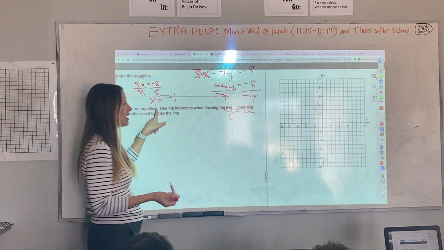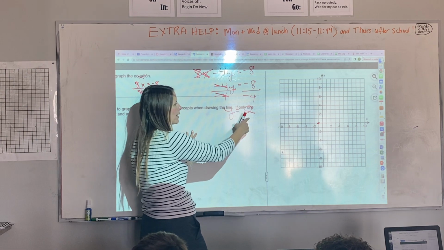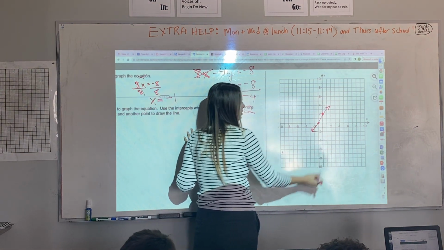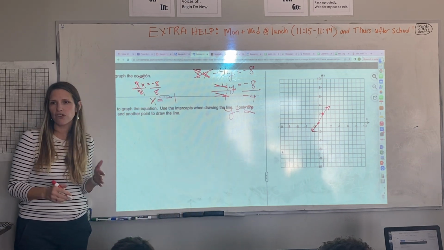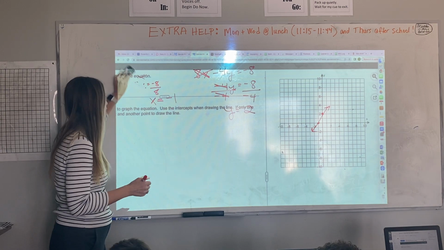Our x-intercept has to be on our x-axis, that's negative 1. That's a point. Our y-intercept is positive 2. That's our other point, and there's our line. That's how you graph a line with standard form. You do your x and y intercepts.